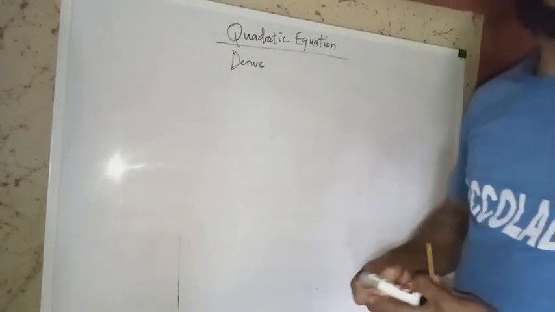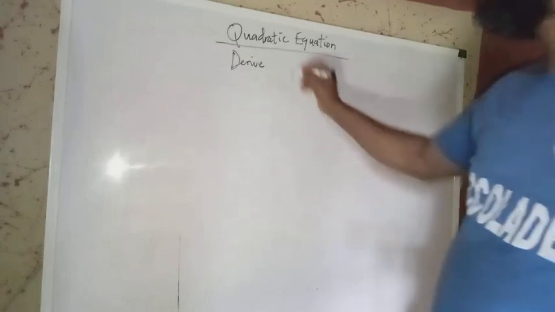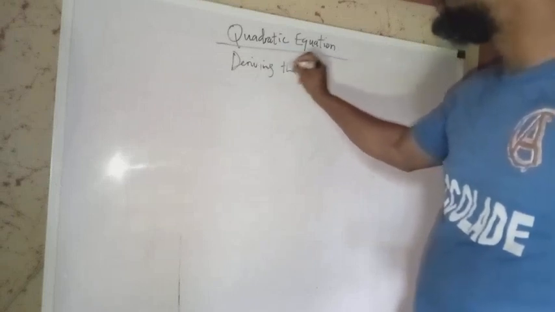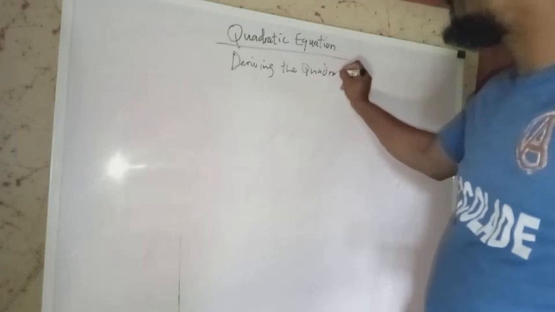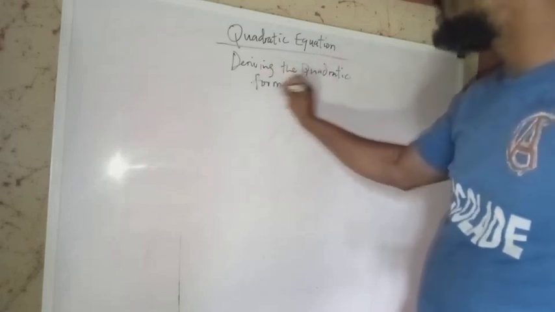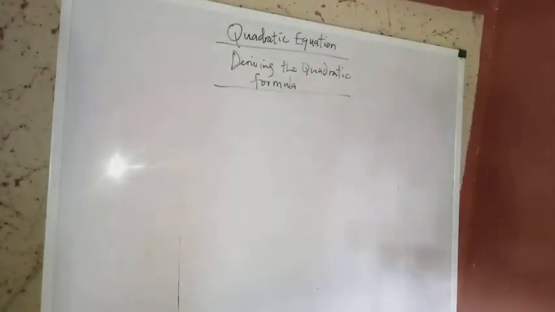All right, so today I want to show you how to derive the quadratic formula, because we are going to use the quadratic formula to solve problems on quadratic equations. So we are going to learn how to derive the quadratic formula. That's what we'll do in this lesson. We'll derive the quadratic formula. Let me check if you're seeing this.